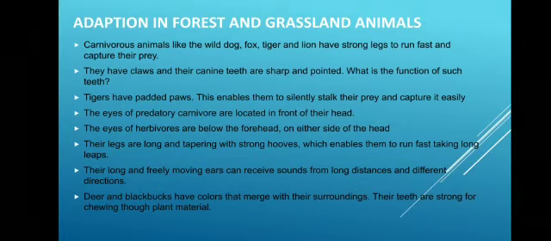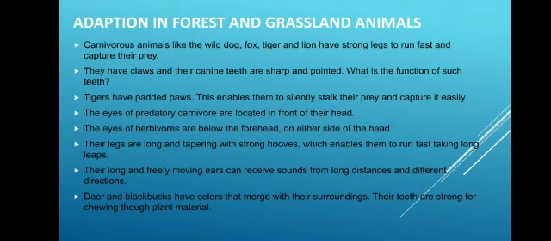Now next one is the herbivorous animals. The eyes of herbivores are below the forehead on either side of the head. This gives them wide angle vision, which helps to protect them from predators. This type of eyes helps them to have wide angle vision, which helps them to protect themselves from their predators.